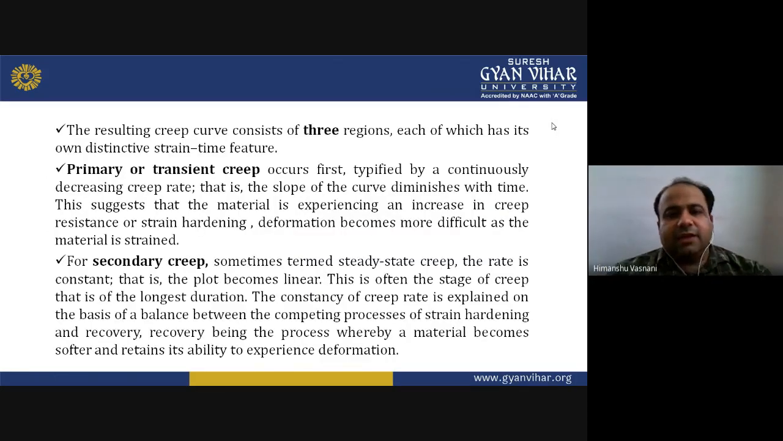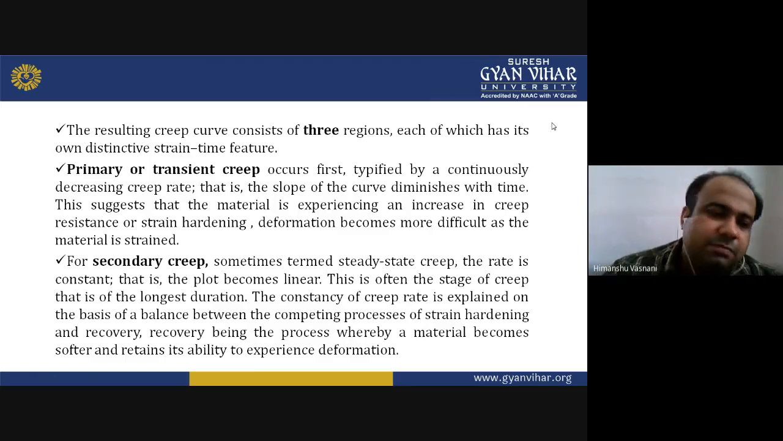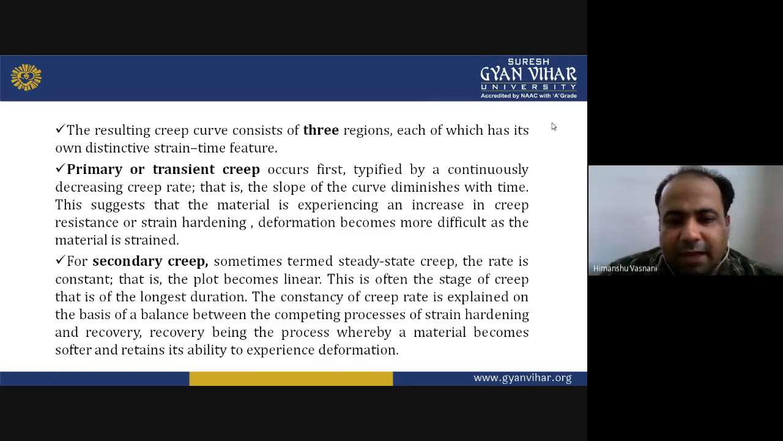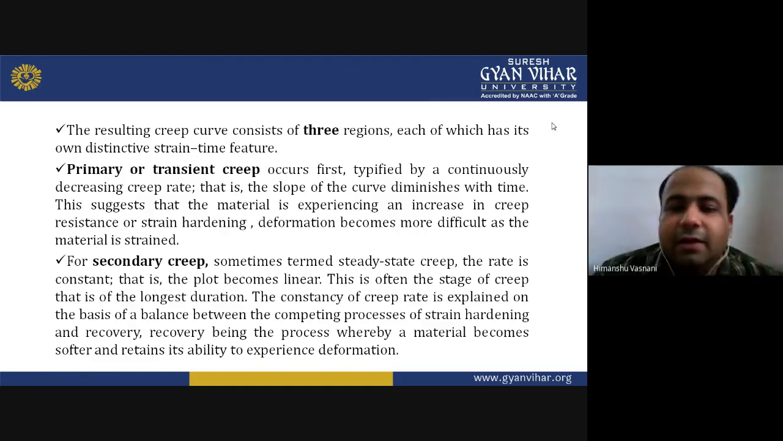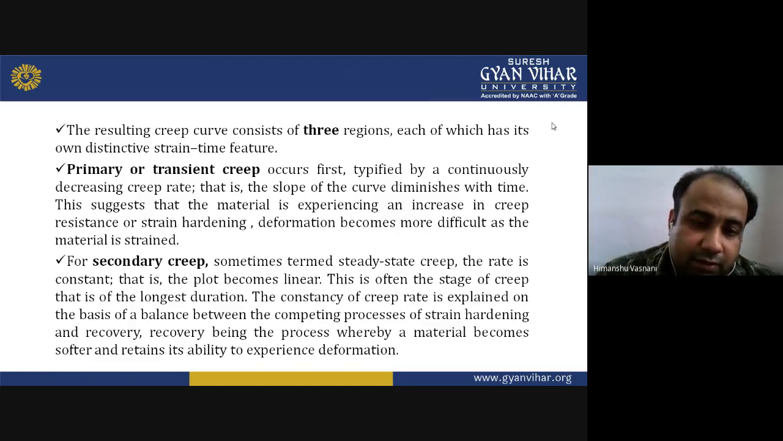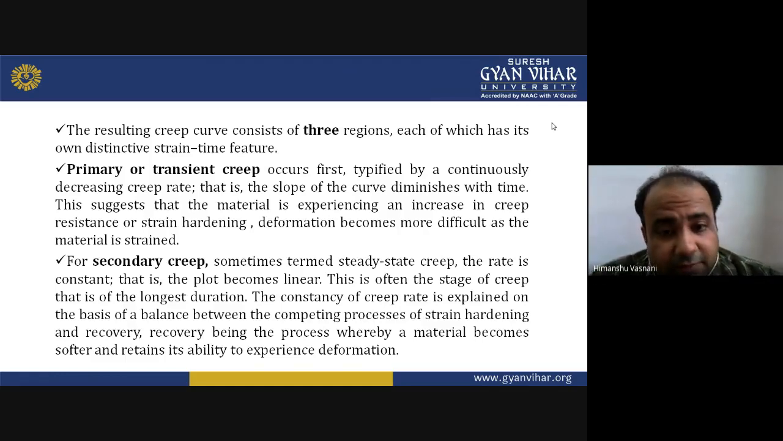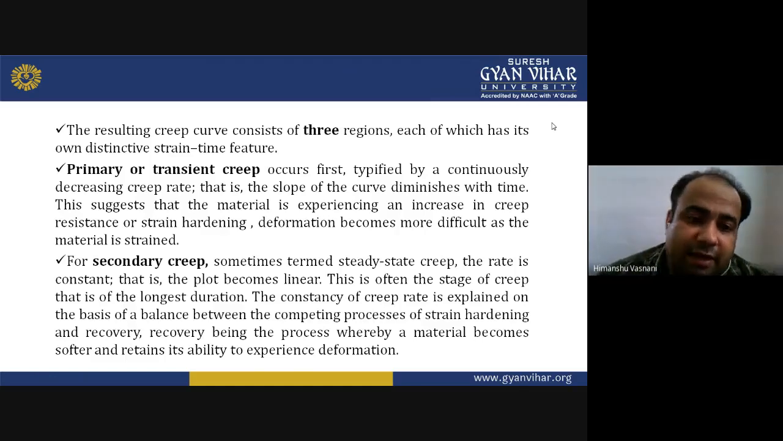The constancy of creep rate is explained on the basis of a balance between the competing processes of strain hardening and recovery, in which recovery is the process whereby a material becomes softer and retains its ability to experience deformation.